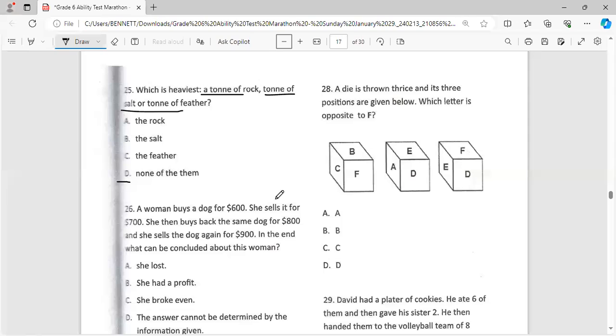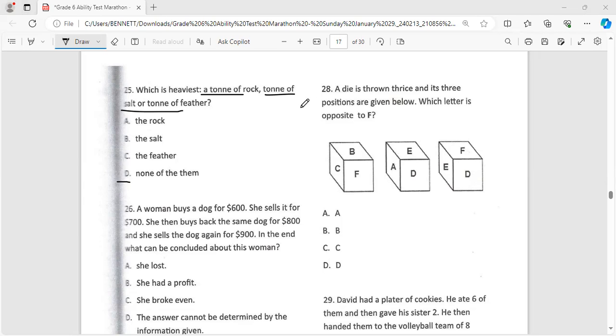Guys, it's 1 ton. That means all of them weigh the same amount. All of them have the same weight because all of them is one ton. No, it's D, all of them is the same. I think you guys are not listening. I'm giving you the reason. A ton is a ton.